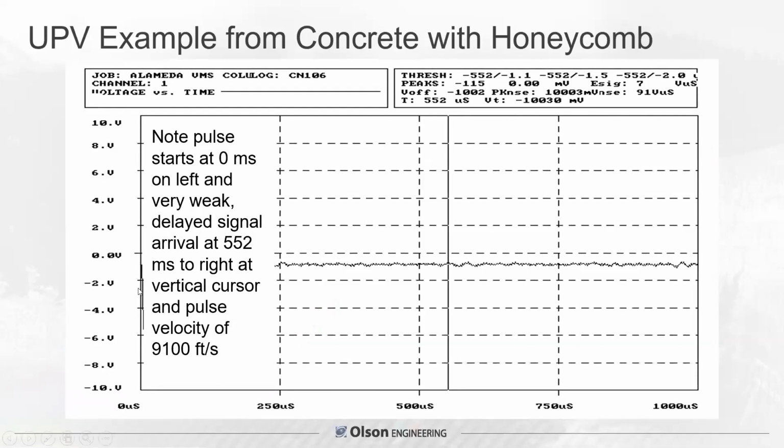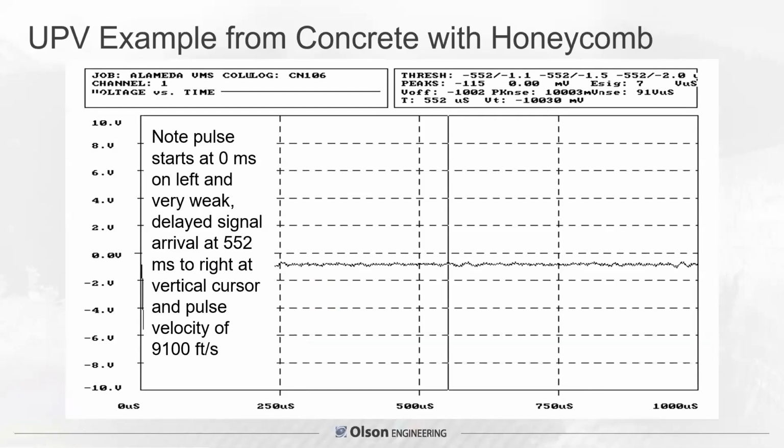This shows a very weak signal. You can barely see it. It's delayed. It arrives at 552 microseconds to the right at the cursor, and that gives a velocity of 9,100 feet per second. I want to point out that you can barely see that signal. It's the same scale, same amplification, and it's right next to the void in honeycomb. You can't test on the void, but it is right next to it.